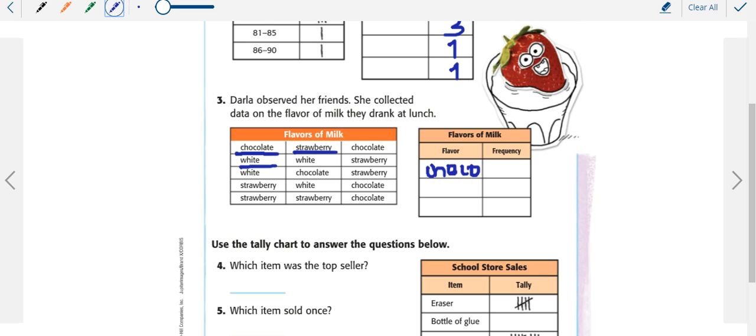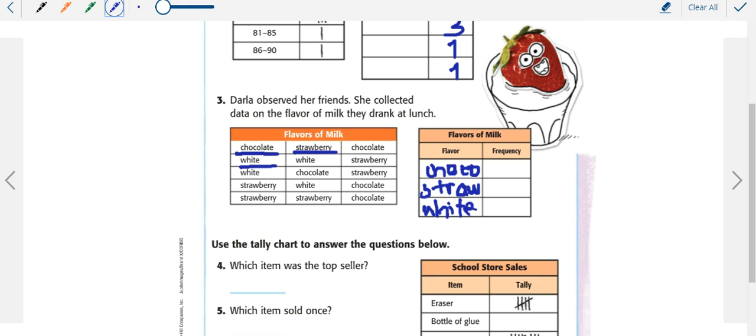Chocolate. Sorry for my handwriting. Chocolate. Then strawberry. Strawberry. You write the complete word in your book, and then you write on the bottom white. Okay?